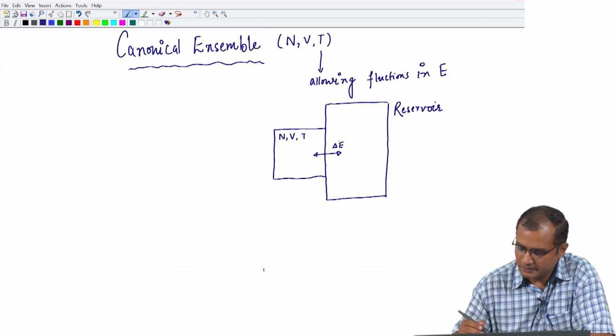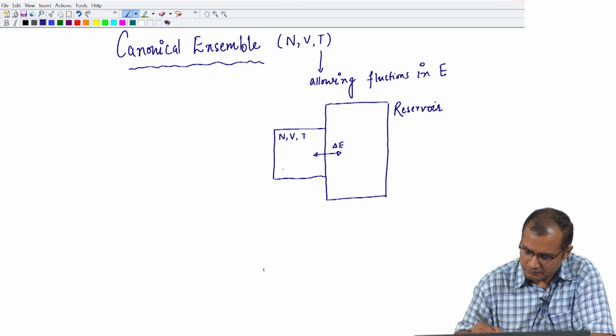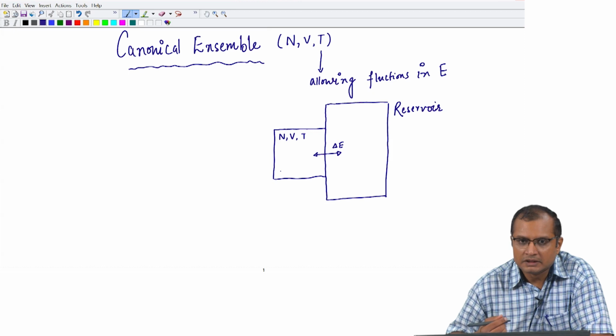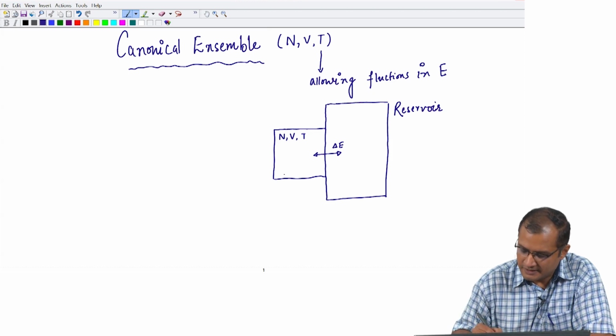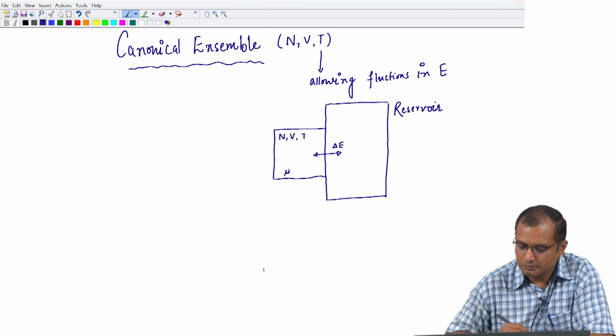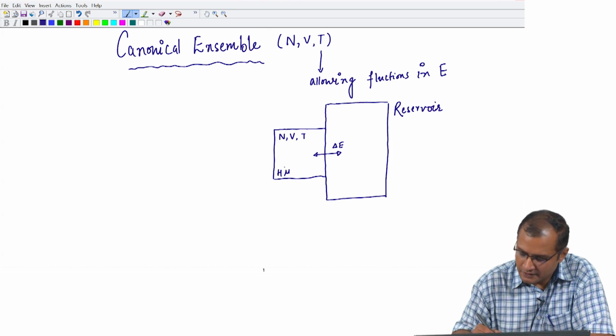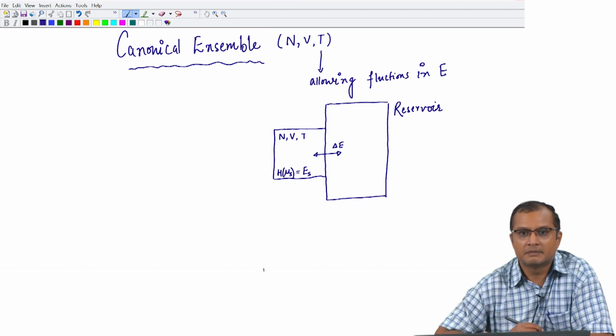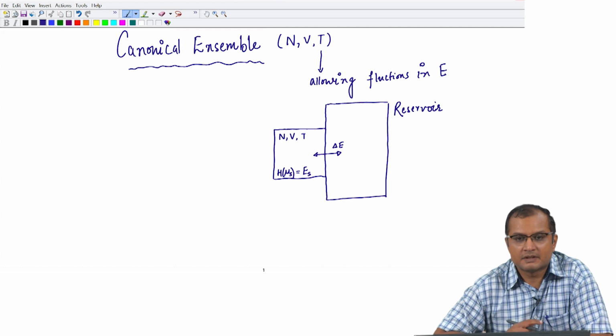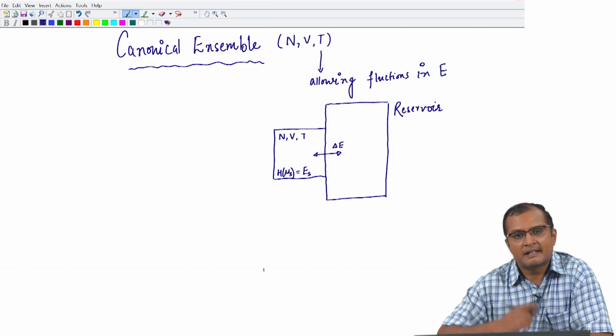So, let us say that my system at some given instant is in a microstate mu, and the energy of this microstate is simply E. I am going to use subscript s to indicate this is a microstate of the system, and the energy of the system is E_s, the instantaneous energy.